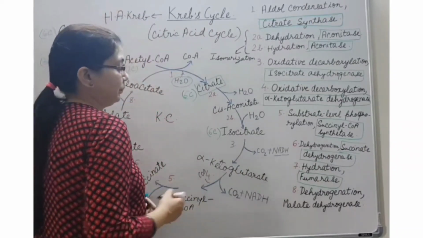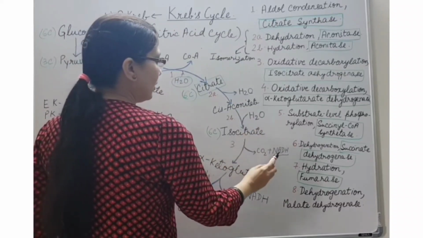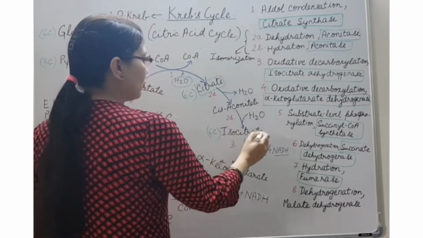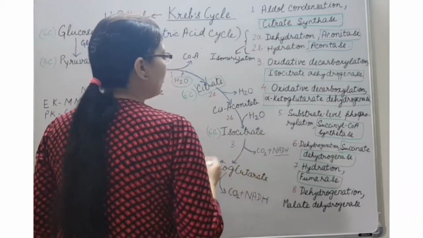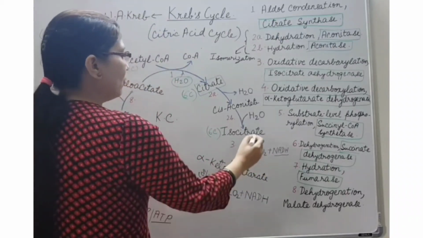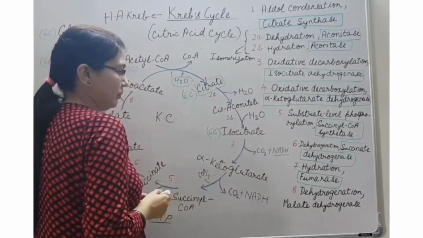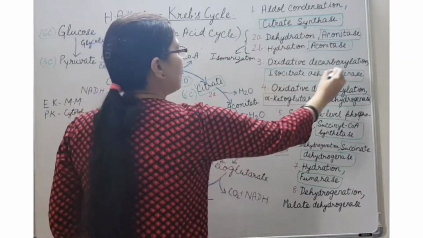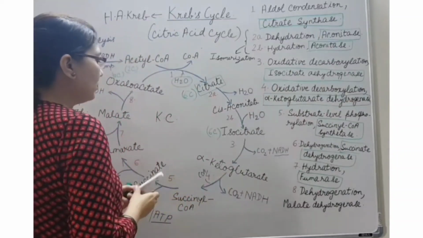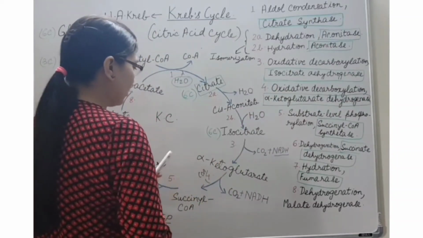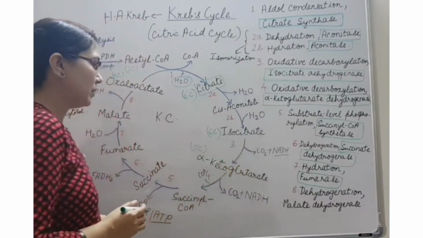Now in the next step, a hydrogen atom is transferred from isocitrate to NAD plus, which gives NADH. This is an oxidation of isocitrate and NAD gets reduced. This is followed by the release of one carbon atom in the form of carbon dioxide. So it is an oxidative decarboxylation reaction. This is catalyzed by the enzyme isocitrate dehydrogenase. And the product that is produced is alpha ketoglutarate. This is a 5-carbon compound because one carbon atom is released.